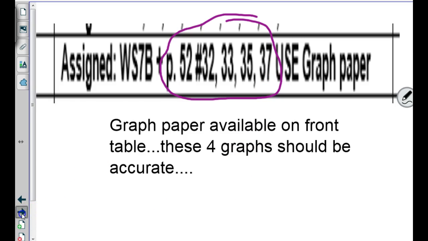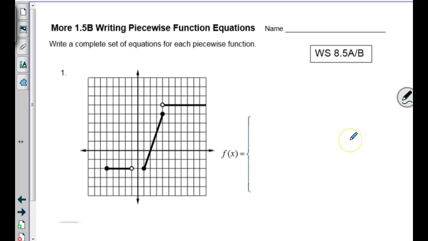Don't pack up though, because we're going to practice writing these now, which is 8.5. You didn't have a worksheet 8.5, so I named this one 8.5 so you'd know where it fell in your notes, okay? We have to write equations on the quiz as well.